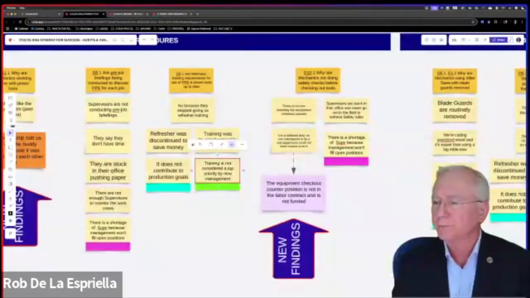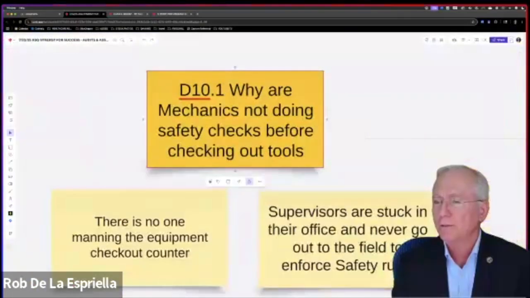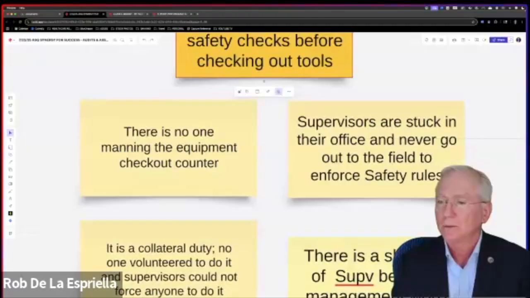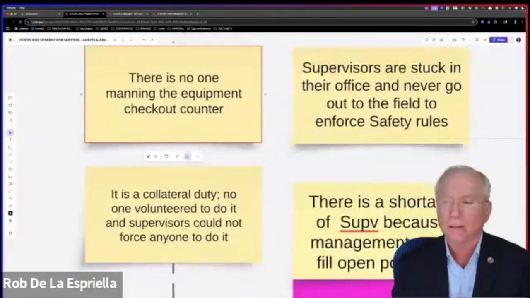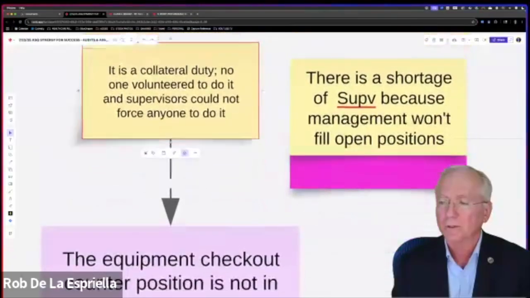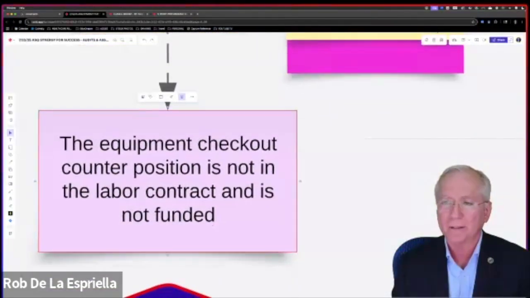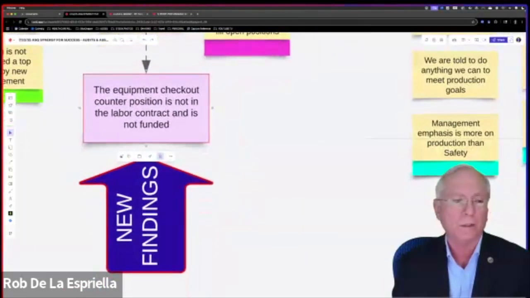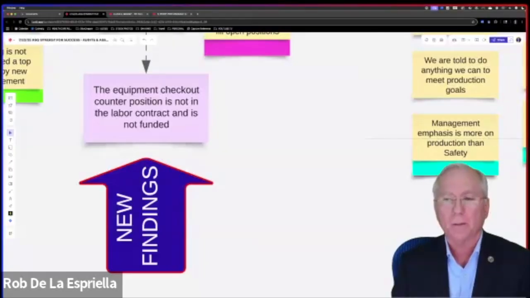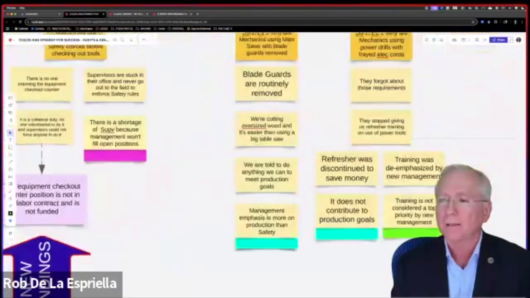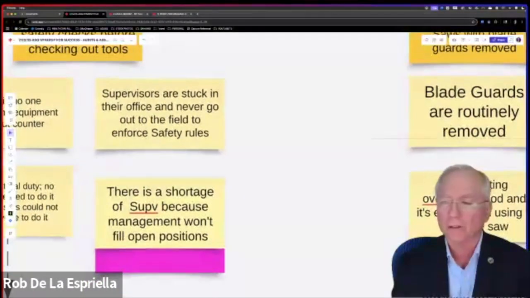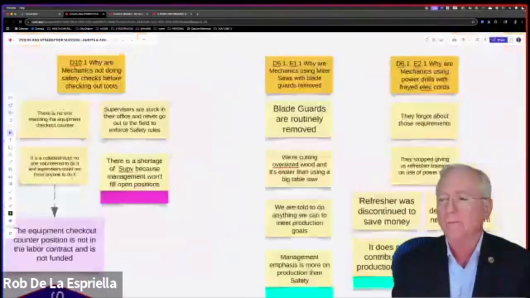And one other loose end over here, the equipment was checked out without a miter saw blade guard and with frayed electrical cords, and it turns out no one is manning the equipment checkout counter because it's a collateral duty. It's a volunteer position, and it's not in the labor contract and not funded, right? So there's an issue there because it not only affects this one thing with this one individual we saw, this is probably affecting a lot more than just this. And that is a great finding. Let's close that gap. And the other reason is supervisors aren't out there looking for these safety violations because they're stuck in their office, etc., right? The common cause.